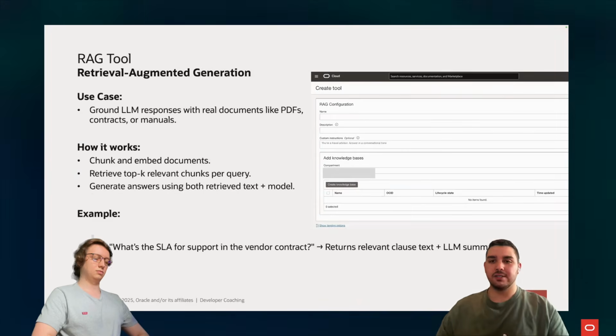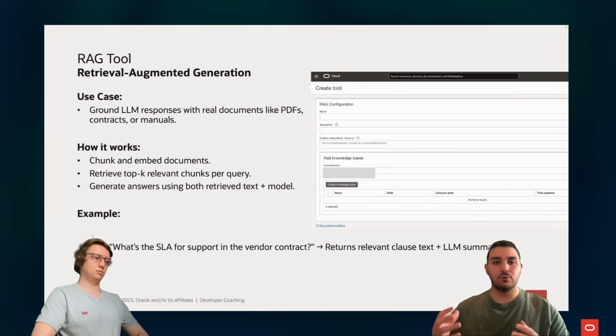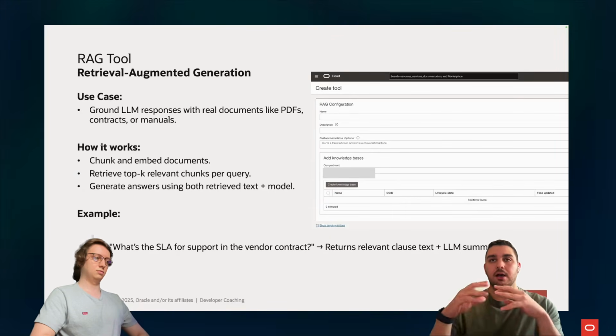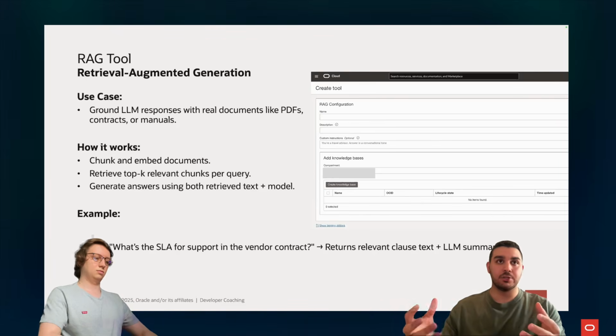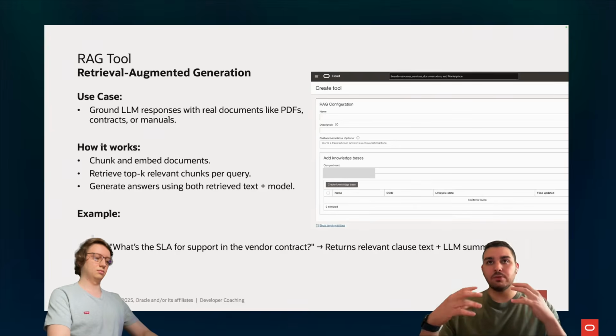The other tool, of course, is your retrieval augmented generation tool. So how you incorporate, as I said, your specific industry or departmental knowledge into your LLM so that you're able to get very specific pieces of information that pertain to what you're looking for. So within the OCI, we have your knowledge base as well, so you're able to upload your documents. And what the RAG tool does is that it chunks and embeds the documents.